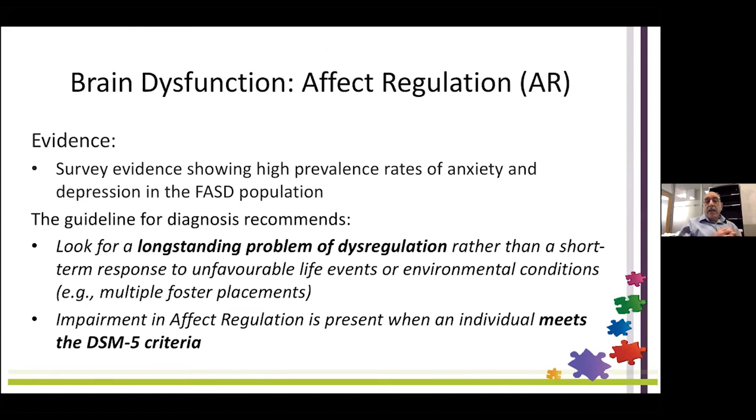One domain that I did really want to briefly address was this affect regulation. This is a little bit different in our guideline because survey evidence did show that there is high prevalence of anxiety and depression amongst the FASD population, and subsequent research has shown that the impact of prenatal alcohol exposure is direct rather than secondary as we previously believed. That's why we included affect regulation.